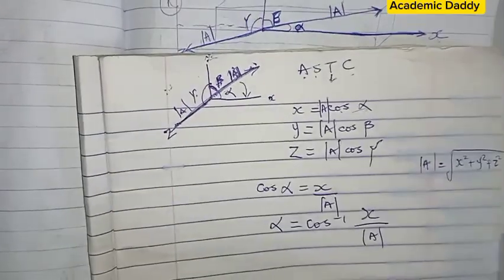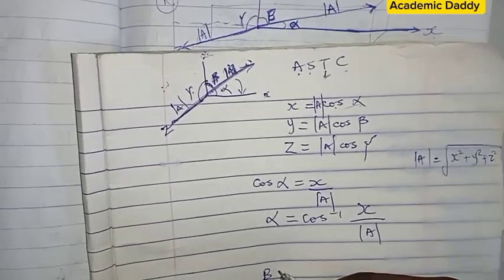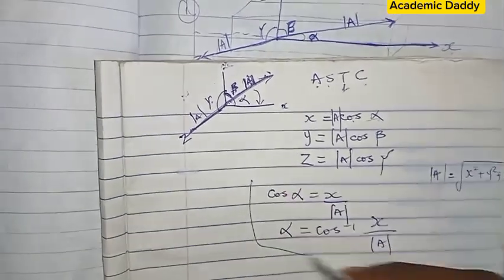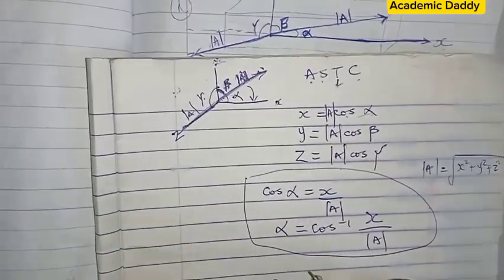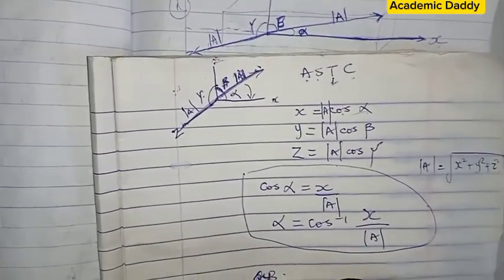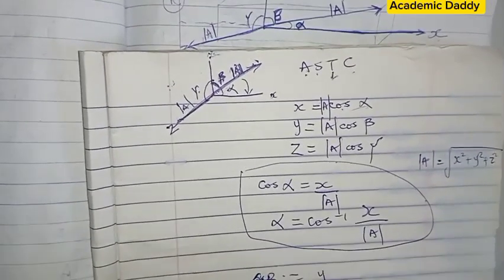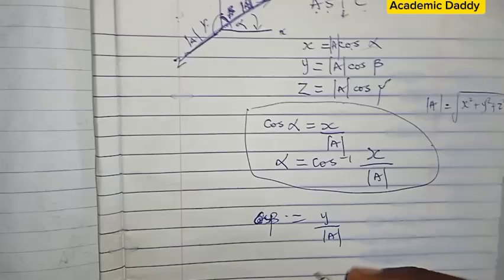The same thing with y. So cos beta will be equals to y over A magnitude. You need to know how to make subject formula, simple maths. So making beta subject of formula, now of course cos inverse of y over A.